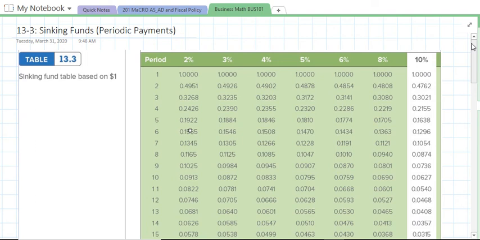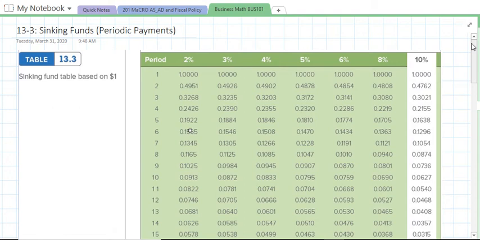We're going to be looking at Chapter 13, Section 3, Sinking Funds. And just to explain what a sinking fund is, this shouldn't be too long of a video. A sinking fund is a financial arrangement where you set aside regular payments of a specific amount of money in order to have a predetermined future sum.